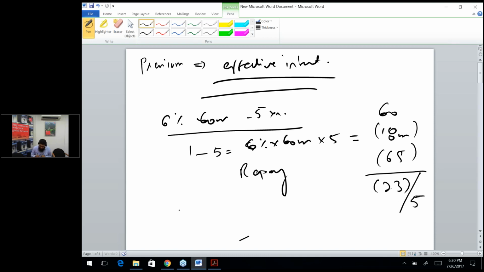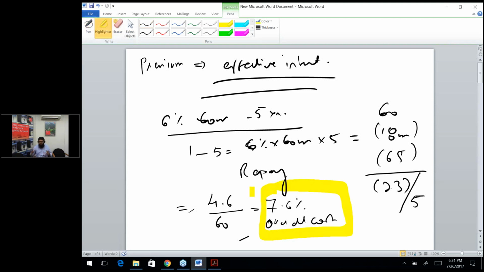If you divide it by 5, you would come across something like 4.6. So if I divide 4.6 by 60, it gives you some other rate. What is that rate? Okay, so this is 7.6%. Now, what is this 7.6%? This 7.6% is indicating the overall cost on this specific loan.